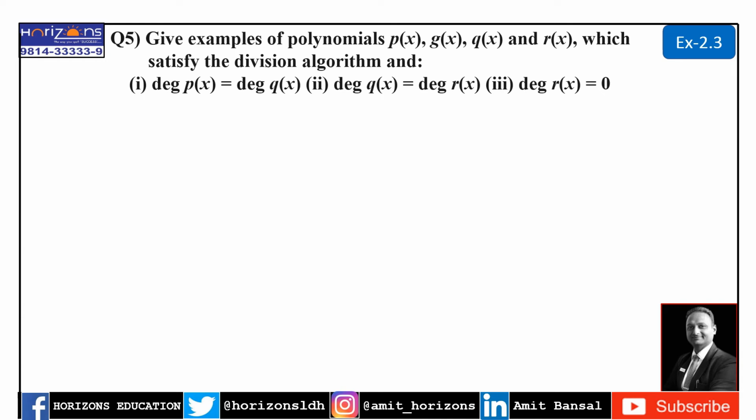What is that scenario? The scenario is that the polynomial should be divided by a constant term, because even if the divisor has a degree of 1, then the degree of the quotient would be 1 less than the degree of the polynomial. So if we actually want the degree of the polynomial and degree of the quotient to be equal, there is only one option that we need to follow, and that is that the polynomial has to be divided by a constant term. Right friends?